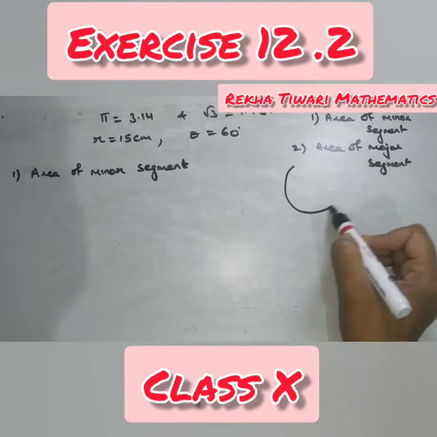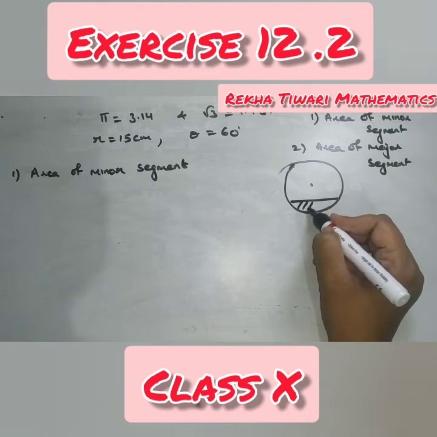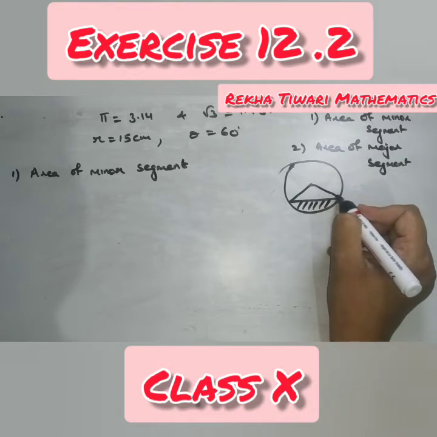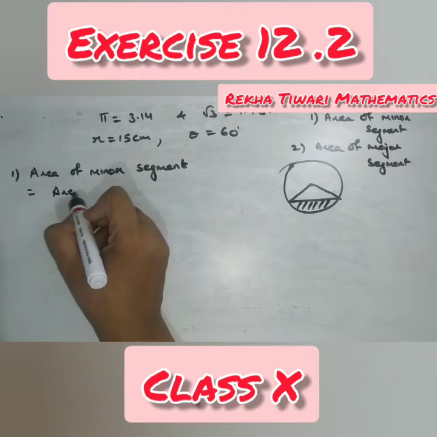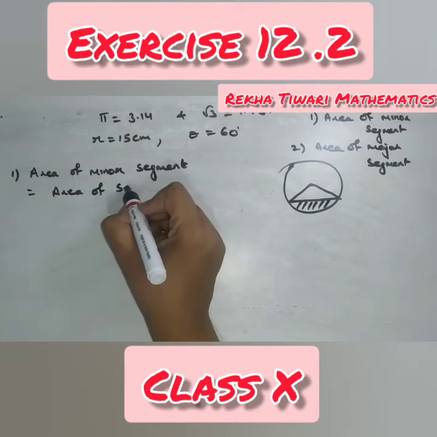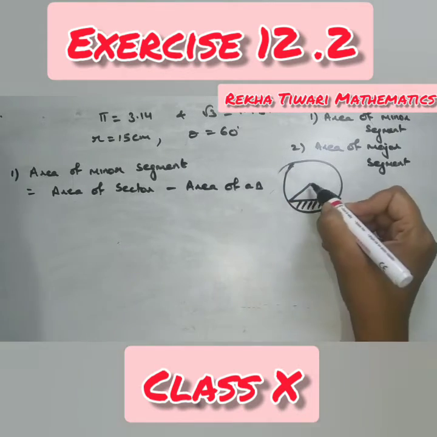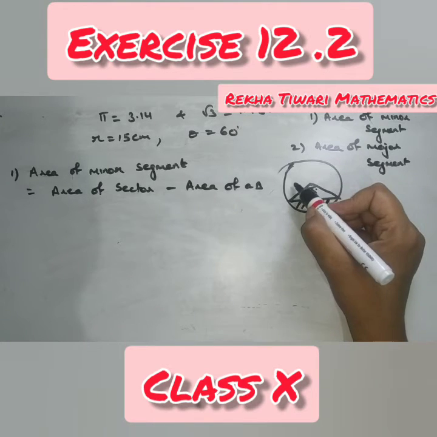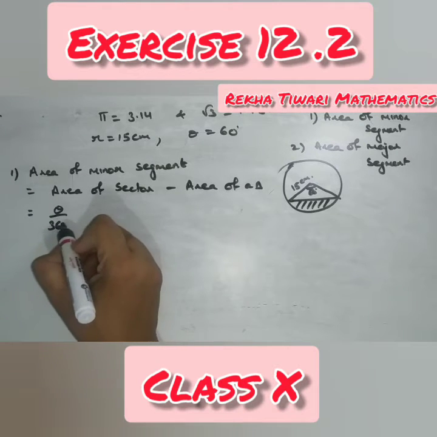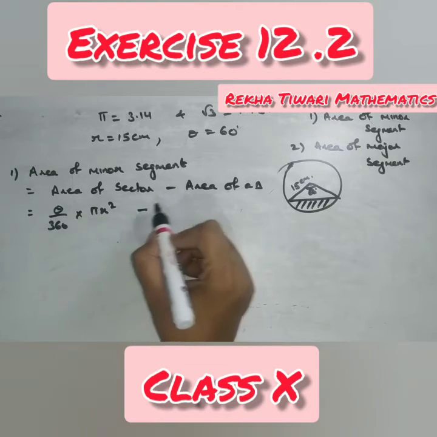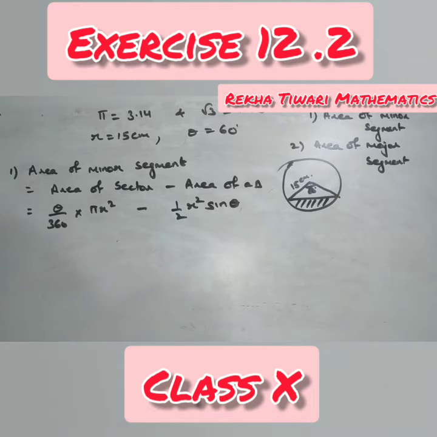See, you know, if this is the circle with center O and this one is the chord, this region is called the segment, and for finding the segment what you have to do, area of sector minus area of triangle. Okay, so this is area of sector minus area of a triangle. Here theta is 60 degree and the radius is 15 centimeter. Put the formula, theta by 360 into pi r square minus half r square sine theta, because theta is other than 90 degree.